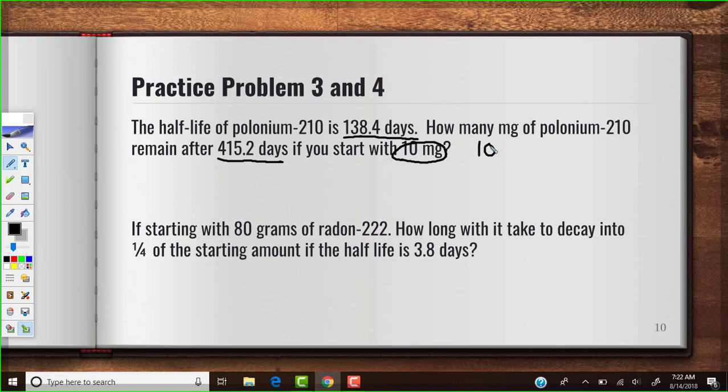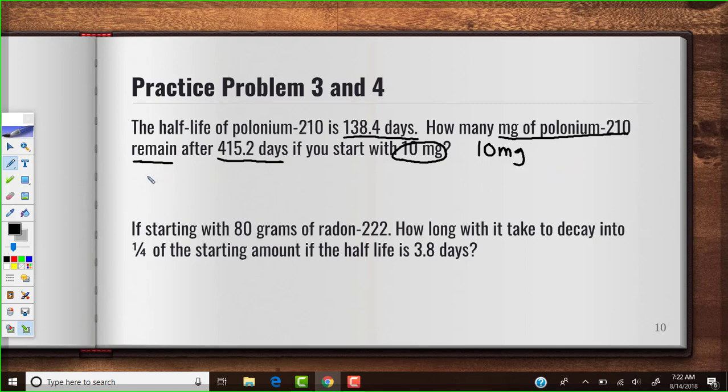So we start with 10 milligrams, and we know the half-life is 138.4 days, and we go for 415.2 days. So we need to determine how many half-lives are taking place, because what we want to know is how many milligrams of polonium-210 remain. So basically we want to take this down to the completion of all of the half-lives. And in order to do that, we need to know how many half-lives there are.